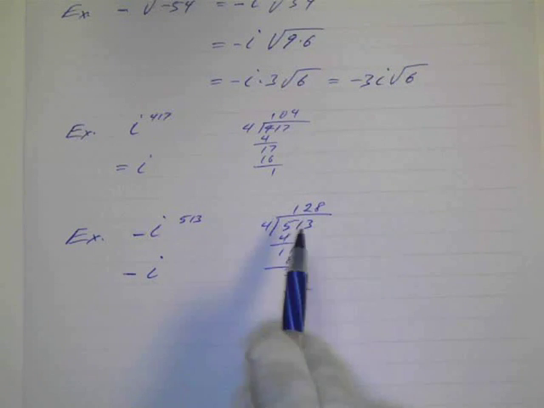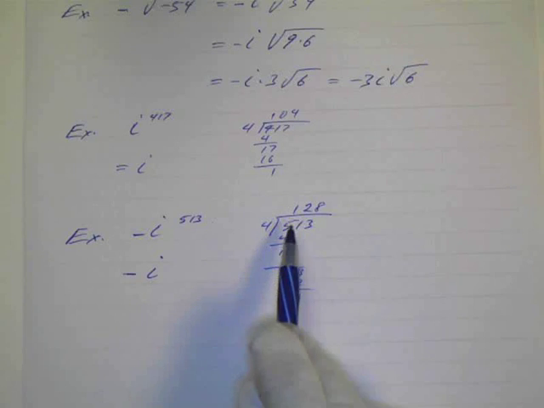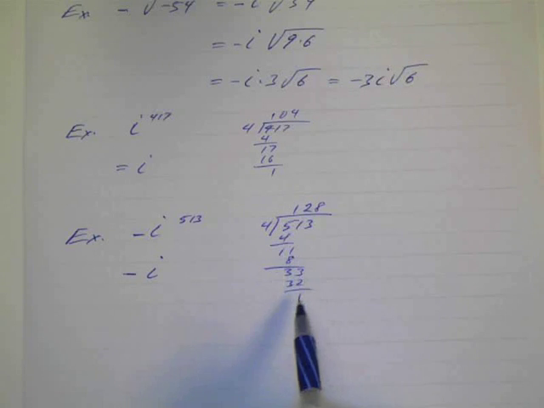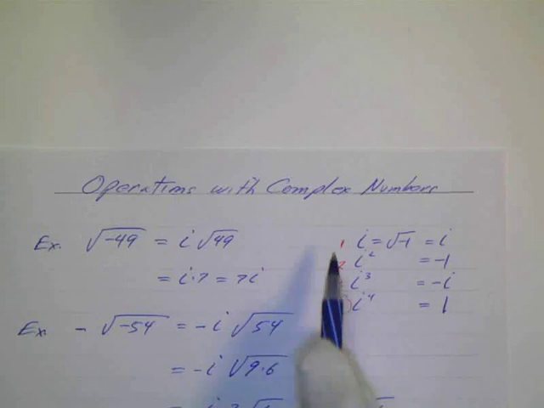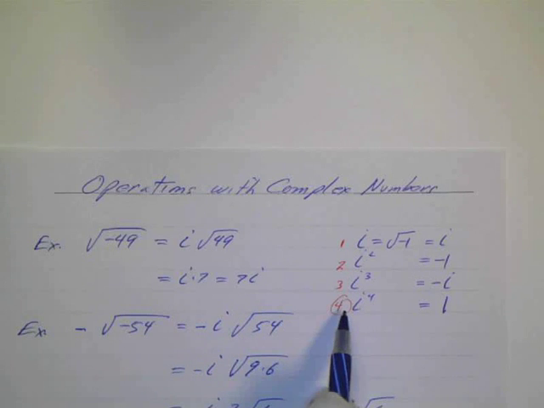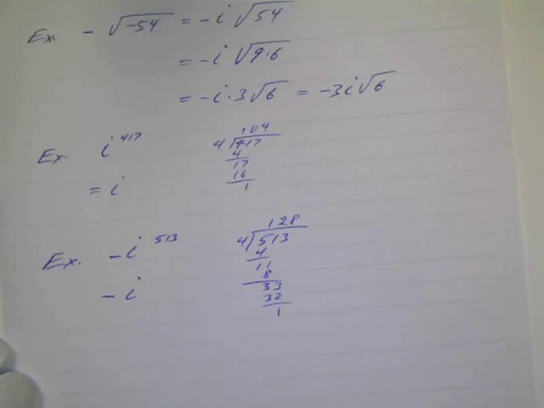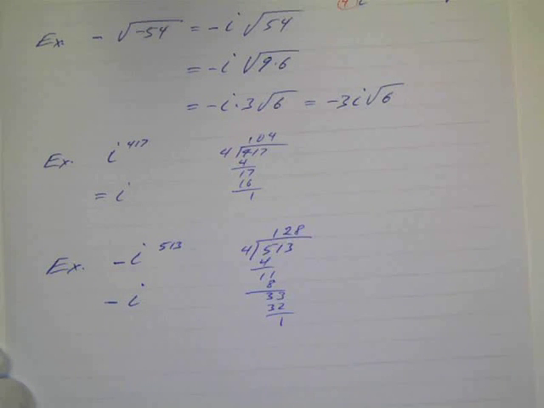So again, what we do is we just divide 4 into 513, and we get 128, remainder 1. So that means I'm at i. This is my remainder up here. Remainder 1, 2, 3. If it goes in evenly, it's going to be 1. So that's all you have to do to deal with those, so they're not too bad.